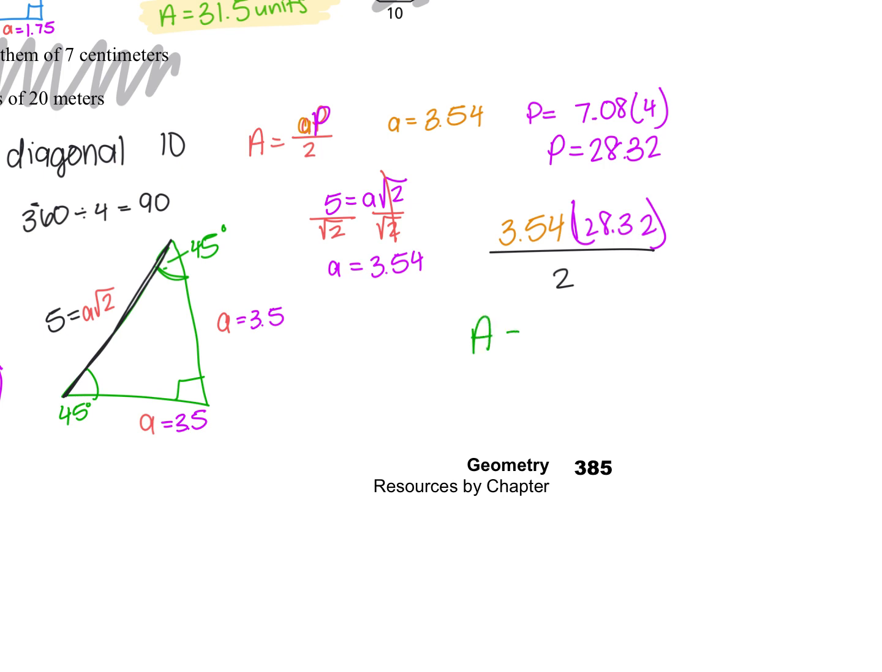If you solved it correctly, what should your answer be? Rounded to the nearest tenth. So that's 2 digits after the decimal. All right, 50 point what? 2, I need 2 digits. 100th is 2 digits. 50.13 units squared, and that is it.